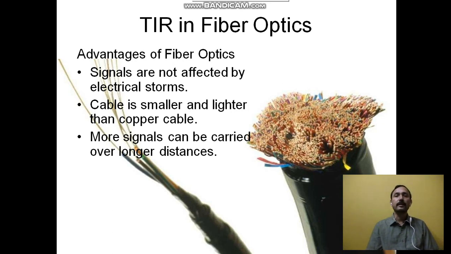Total internal reflection in fiber optics. The advantages of fiber optics are: signals are not affected by electrical storms. Cable is smaller and lighter than copper cable. More signals can be carried over longer distances.